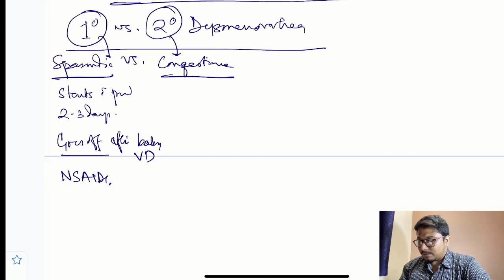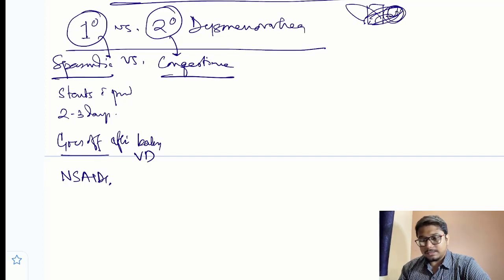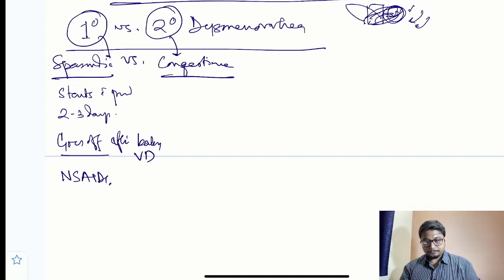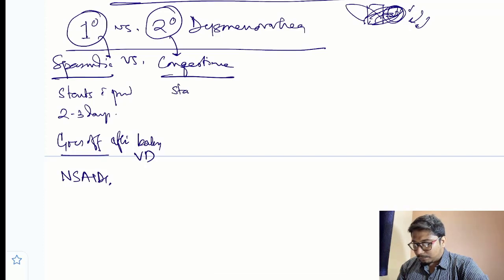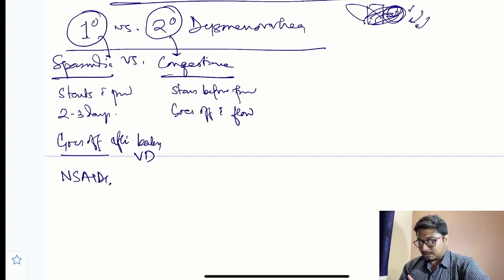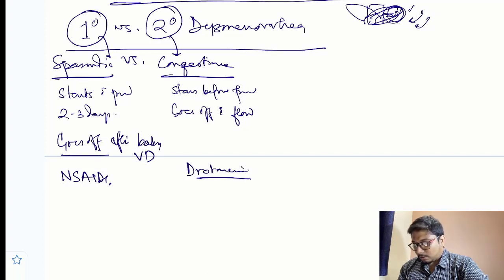On the other hand, congestive dysmenorrhea is either because the uterus has become retroverted from its normal position, or there is a fibroid, or adenomyosis, or some reason which is pulling more blood than usual. So during the proliferative and luteal phase, there is pelvic congestion, more blood accumulation and flow, and the pelvis feels heavy and painful. This kind of pain starts before the period and goes off with flow. On the first day the blood flows, the congestion gets relieved and the pain goes down. The treatment for this kind of dysmenorrhea is spasmolytics like drotaverine or dicyclomine. So this is the difference.